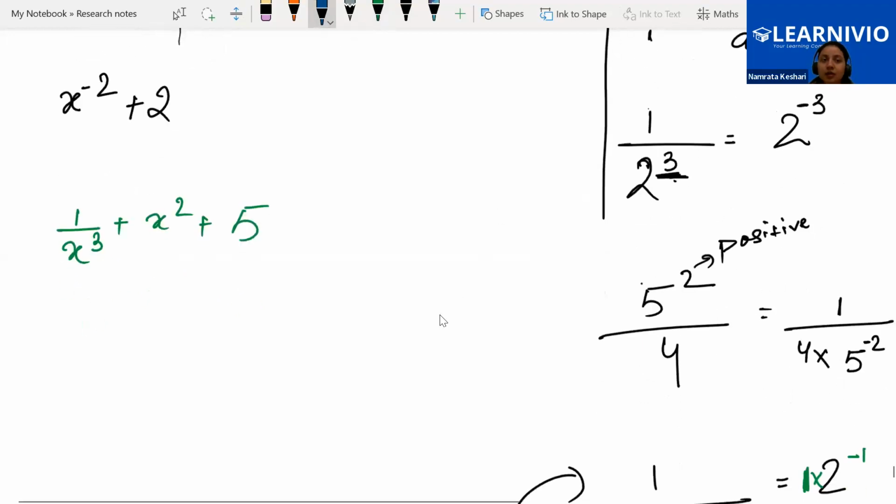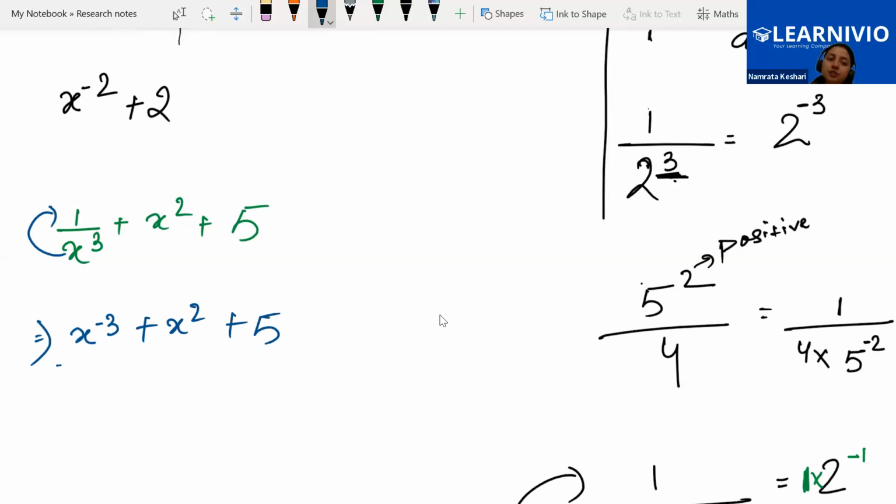Here the variable is sitting in the denominator. If we take it in the numerator, can you tell me, Sara, what are we going to have? 1 by x cube. If I want to shift this x to the numerator's part, what can be written over here? x to the power minus 3. Minus 3 plus x square plus 5.